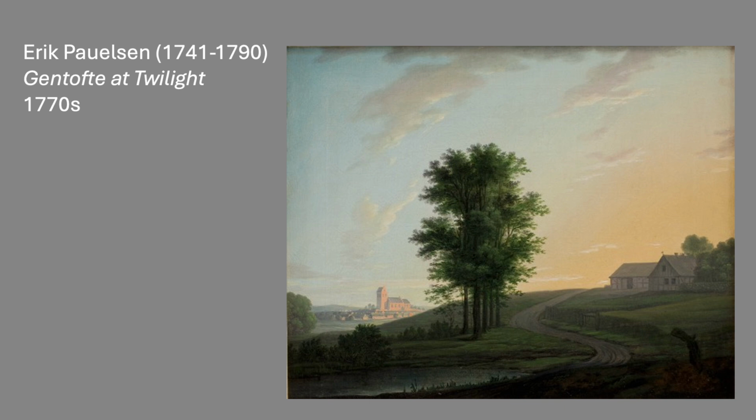Here we see one of von Bernstorff's properties, Jentofte, the first of 3 properties he divested, creating a total of 42 new farms. On the left side of the painting, we see the village of Jentofte with its church, and on the right, a newly created farm, accessible from a broad and recently constructed road. The village in the background is bathed in the rosy light of twilight, by which the artist suggests that it represents a vanishing way of life.